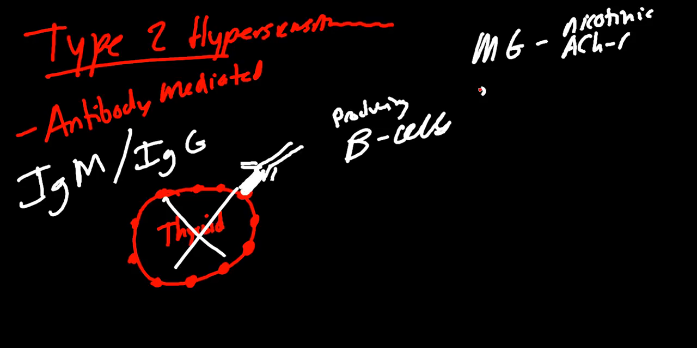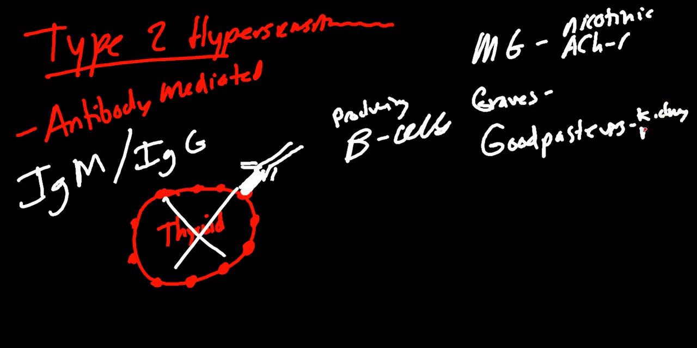That's one type. There's Graves' disease. I put this as a thyroid cell for a reason. Graves' disease, hopefully that connects. It's where you have autoantibodies against the thyroid. Then you have Goodpasture's, and this is where you have autoantibodies against the kidney basement membrane. Goodpasture's is type 2.